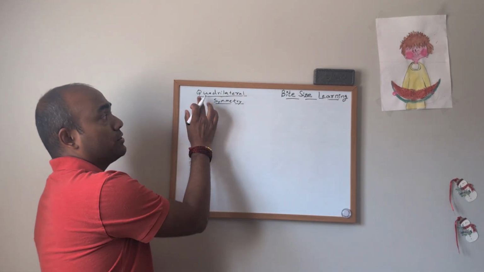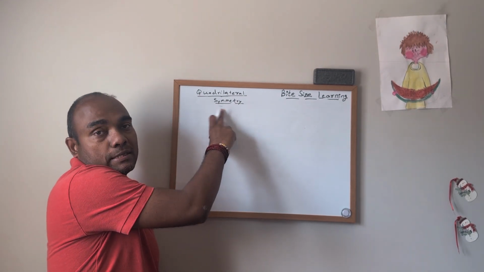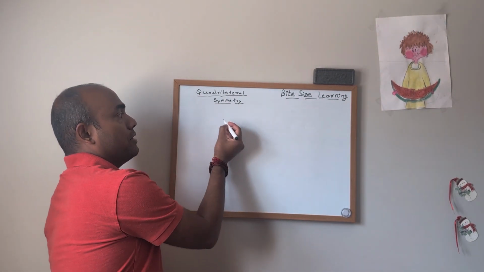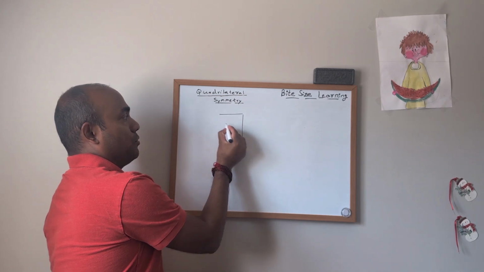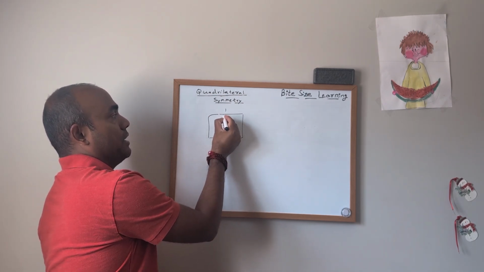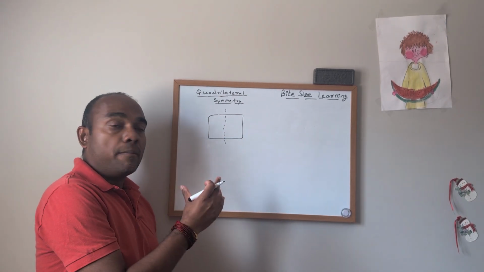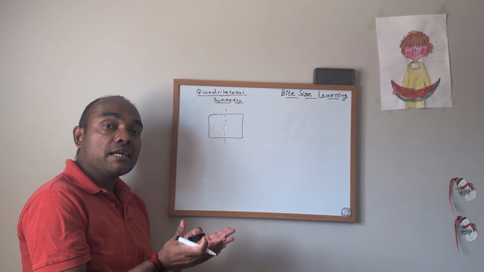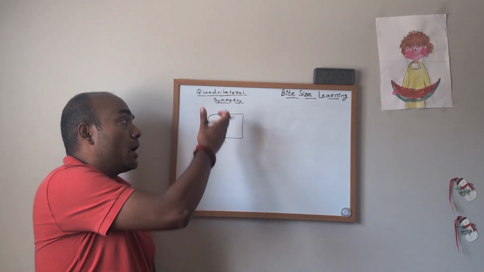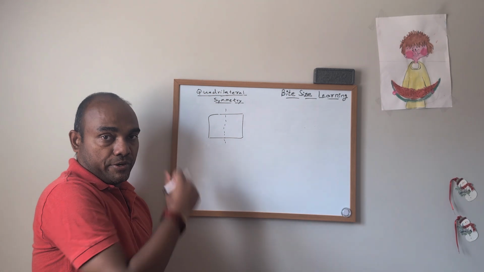So we'll continue our discussion on quadrilaterals. Today we're going to talk about symmetry. Symmetry is about a shape. Let's say you have a shape and you have an imaginary line. If a shape can be an exact mirror image of itself across an imaginary line, then that is called symmetry.